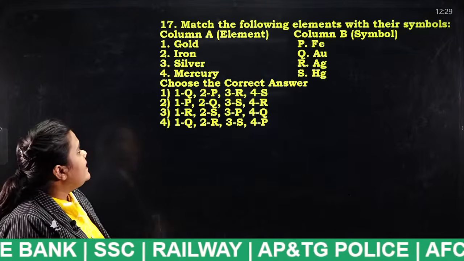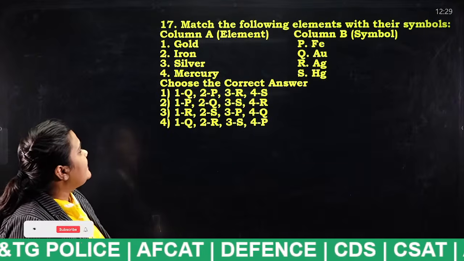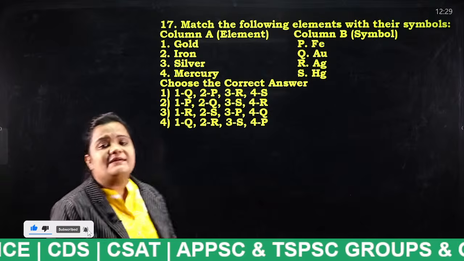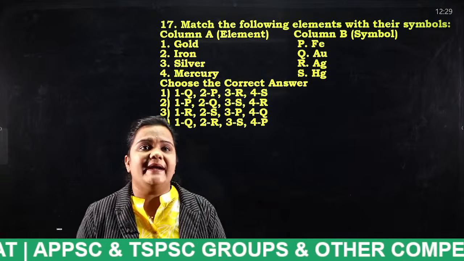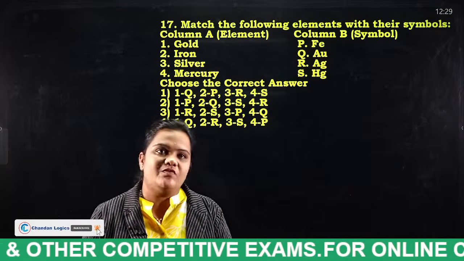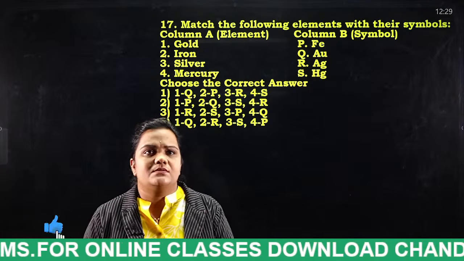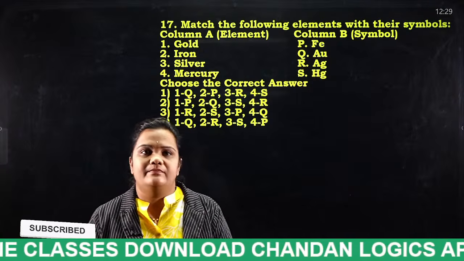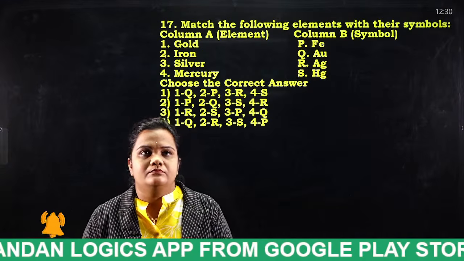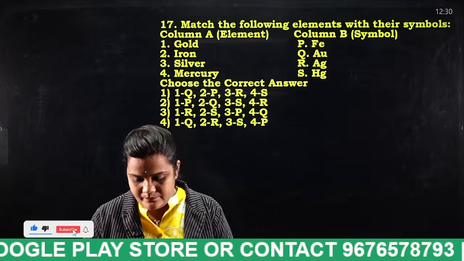Next. Match the following elements with their symbols. Gold, iron, silver, mercury. Okay. So, the elements are given and their symbols are given. Match them and put your answer in the comment section. Yes, salt plus water forms. Very good. So, tell me students, is salt plus water acidic? Tell me the answer for this question, students.